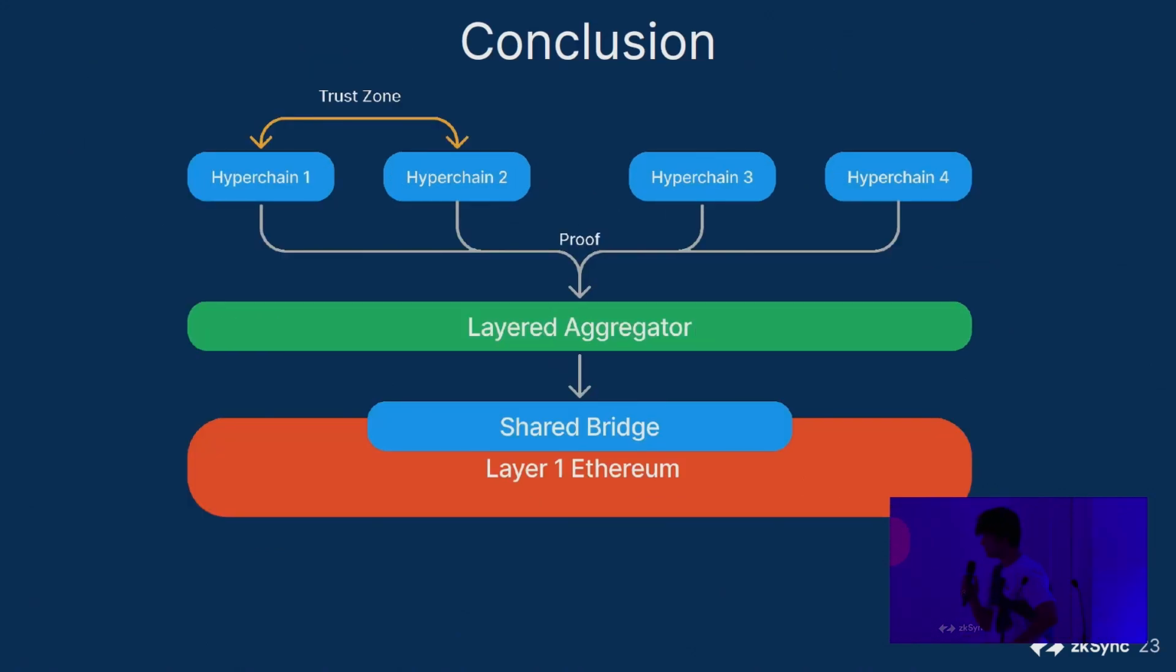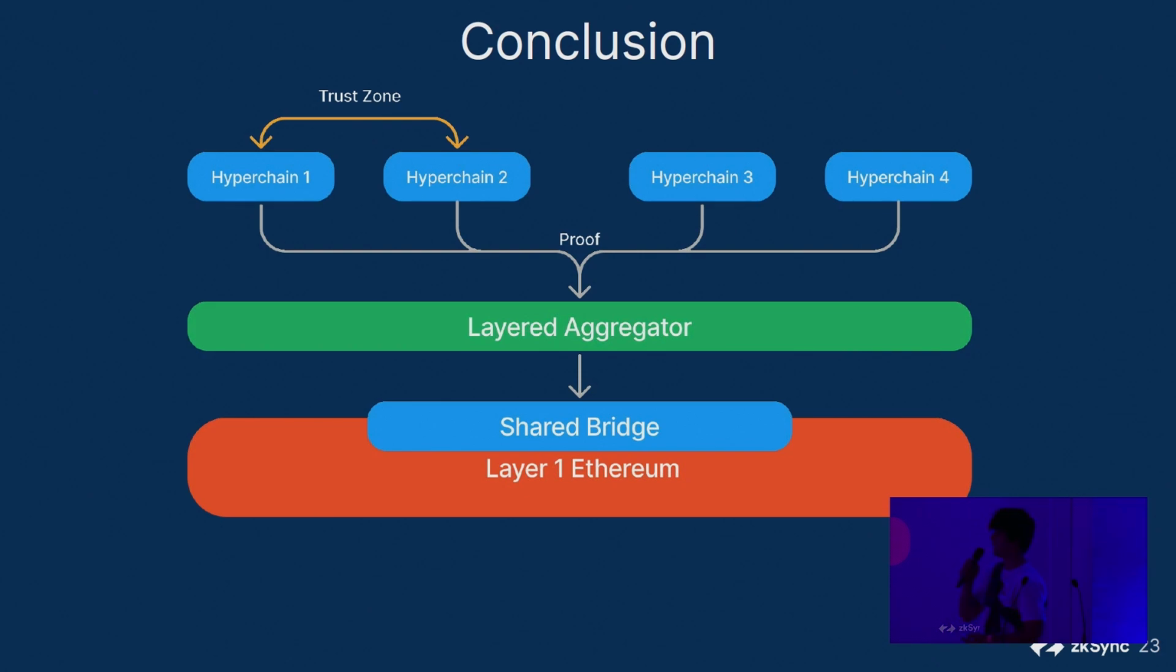So to conclude with the ecosystem architecture, there'll be the layer 1. This will host the shared bridge. The layered aggregator will settle onto it not very frequently. The hyperbridges will settle onto the layered aggregator frequently, and when they settle into it, other hyperchains will be able to consume the transactions that are sent to them.